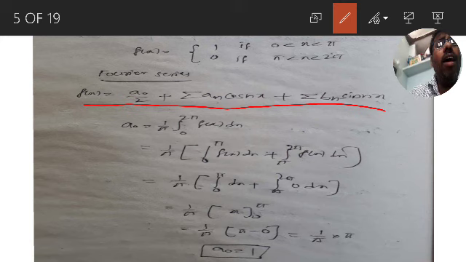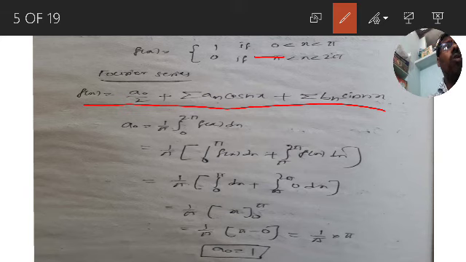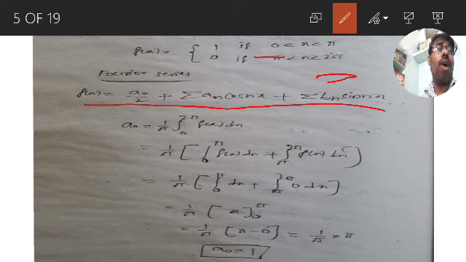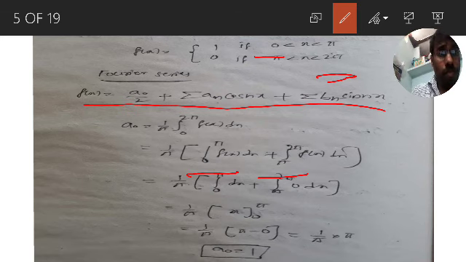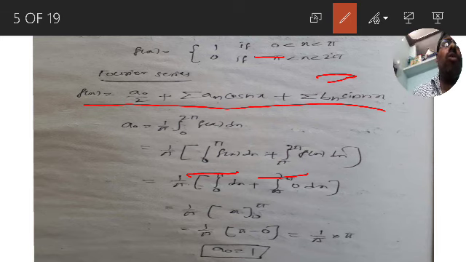So what is a naught here? a naught is equal to 1 by pi integration 0 to 2 pi f of x dx. So it is from 0 to 2 pi. But what is f of x? f of x is defined as 1 from 0 to pi, and 0 from pi to 2 pi. So that's why we divide the integral into 0 to pi and pi to 2 pi. So 1 by pi integration 0 to pi f of x dx plus integration pi to 2 pi f of x dx. From 0 to pi it is 1, and from pi to 2 pi it is 0.